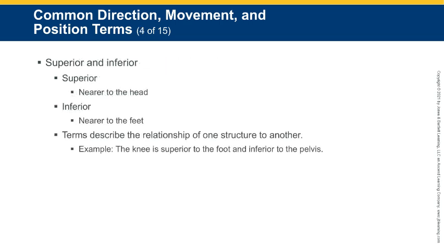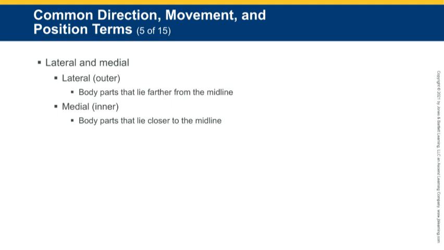Superior refers to structures closer to the head, while inferior refers to those nearer the feet. These terms help define relationships between structures. Lateral structures are farther from the midline, while medial structures are closer to the midline. This distinction aids in precise descriptions.